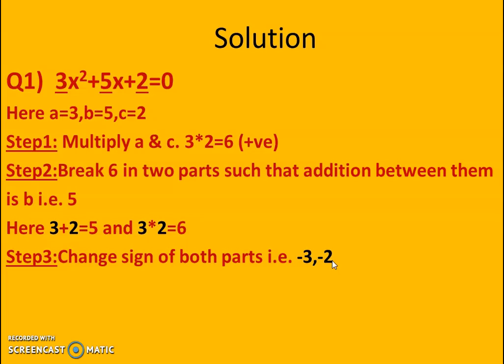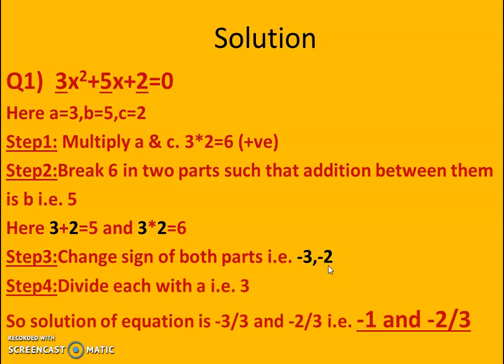And in the next step we need to divide these two parts by the value of a. So here the value of a is 3. So we will divide minus 3 by 3 and we will get minus 1. And when we divide minus 2 by 3, we will get minus 2 upon 3. And this step will give us the solution of the quadratic equation. So we have minus 1 and minus 2 upon 3, and these two are the solutions of this quadratic equation.